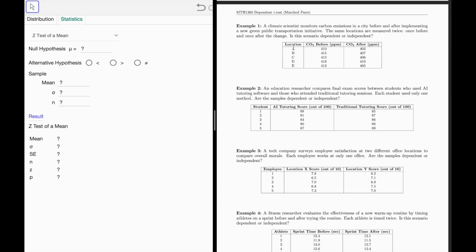So for location A, here's the before value and here's the after value. So these two values are coming from the same object or the same person. So these have a direct connection. So if I jumbled up the numbers, it's not going to make sense anymore. So these are considered dependent samples.